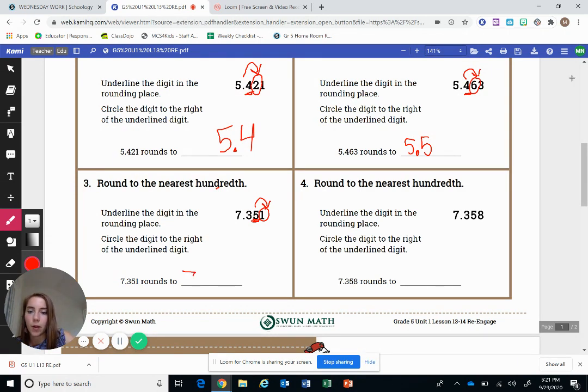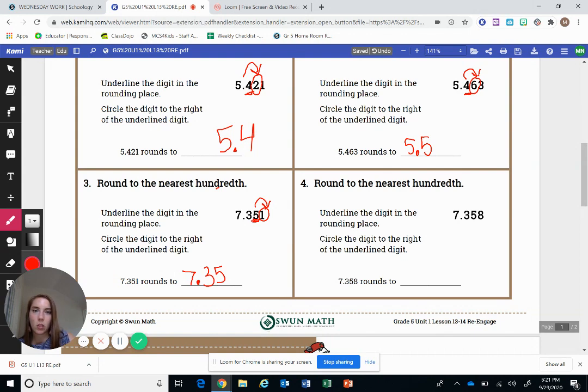So we're going to write 7, our decimal point, and 350 thousandths. Or, remember, we really don't need that 0 at the end, so I'm going to erase mine. There we go. 7 and 35 hundredths.